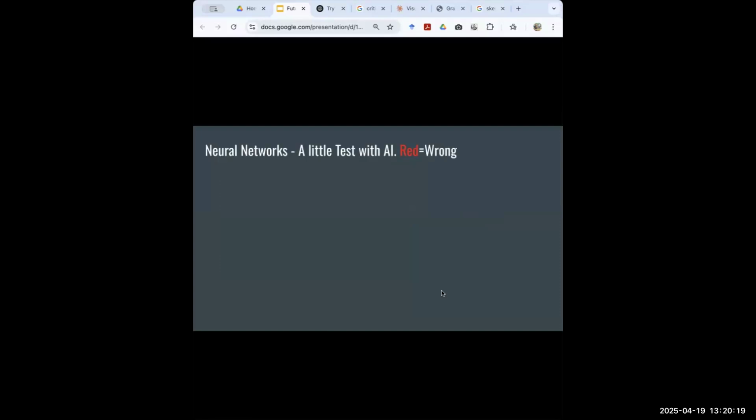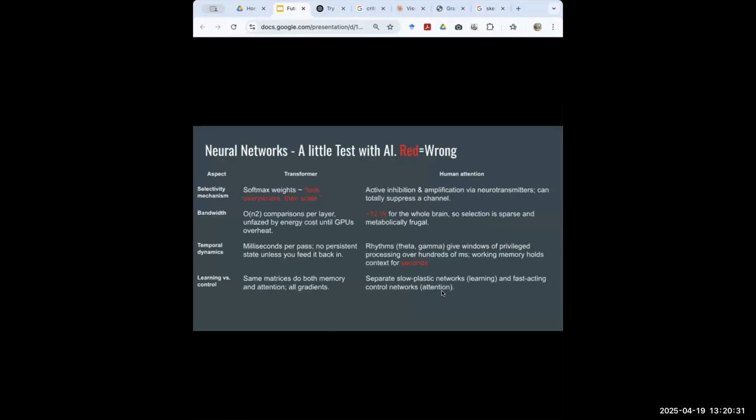Let's see, I did a little experiment and asked the latest ChatGPT model, o3, to provide me with a description or comparison of the transformer and our human attention system. The thing is that this information is not accurate. It sounds very convincing when you see it, but it's actually not correct. The right part is where it's wrong.